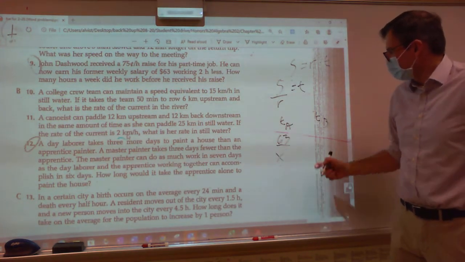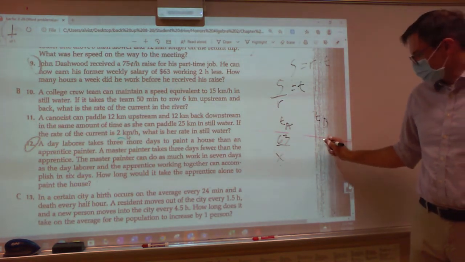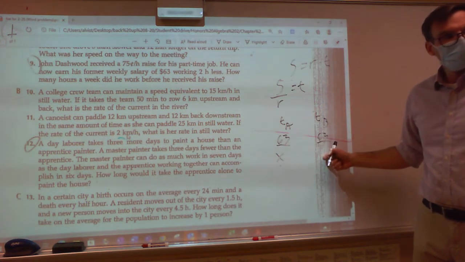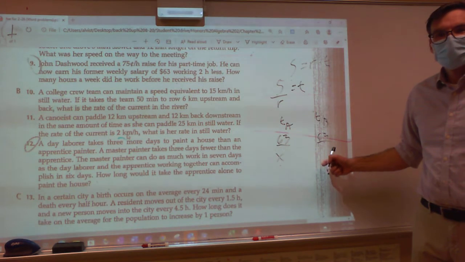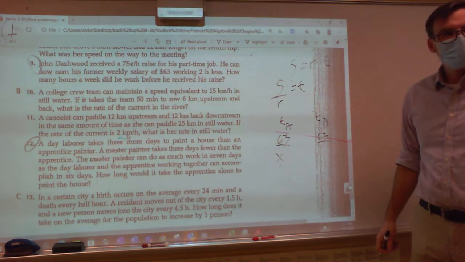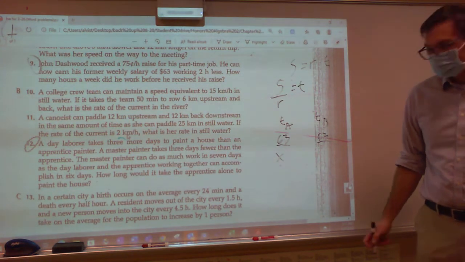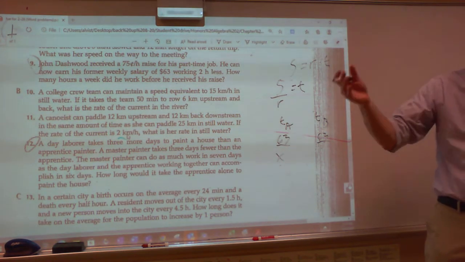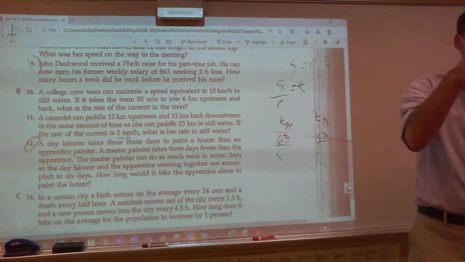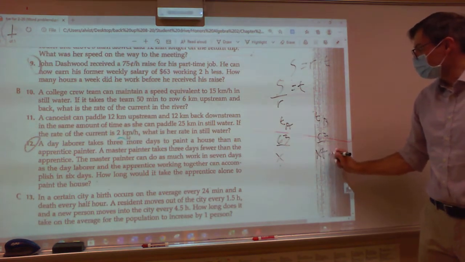Let's talk about after the raise. How much did you make per week? 63, the same amount. And the time is X minus 2. We got a raise. What was your raise? 75 cents. What's going to go here? X plus 0.75. You had some dollar per hour, and someone gave you 75 cents, so this is going to be X plus 0.75, isn't it?